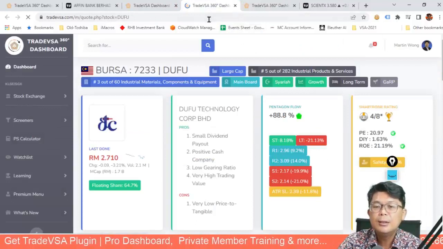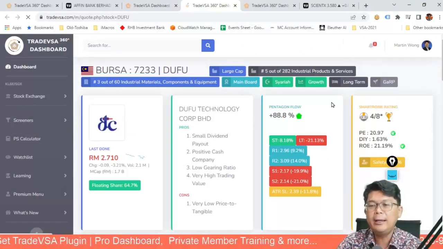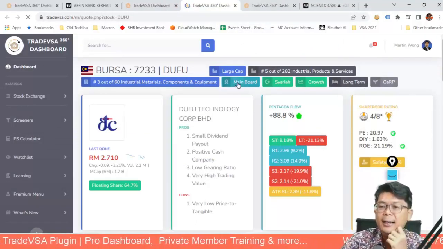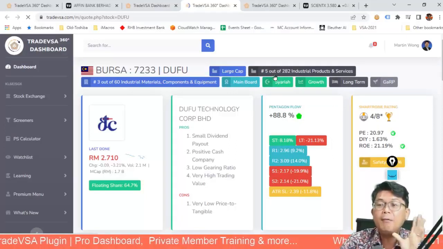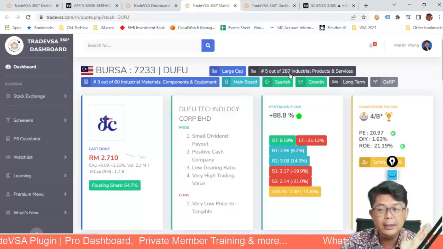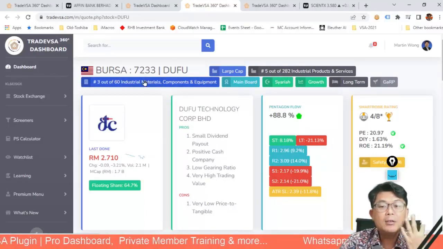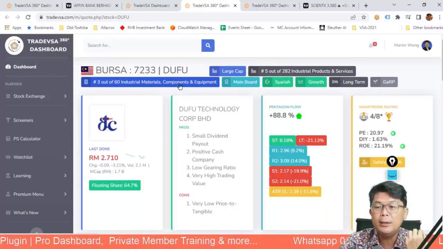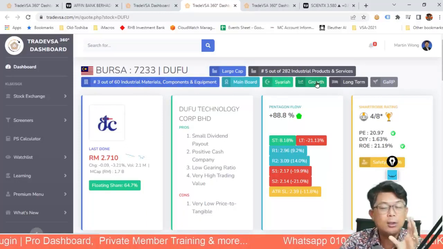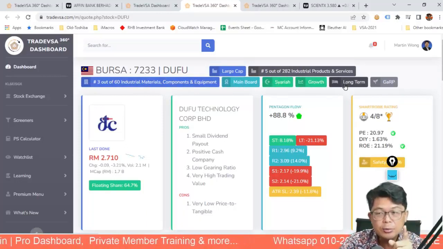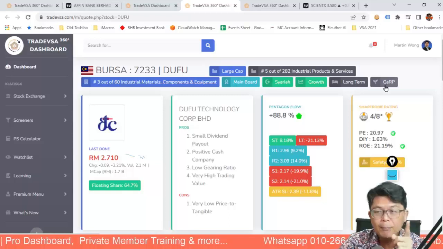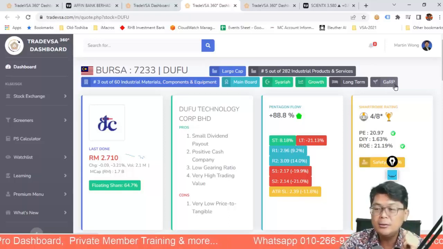Turn this off. So you can see DUFU first of all, right? All the indicators here. It is a large cap. It is number 5 out of 282. That's this ranking, the higher is better. It is number 3 out of industrial material and component. It is a main board, is Sharia. It is a growth stock. It is a long-term stock, and it is GaRP, growth at reasonable price.